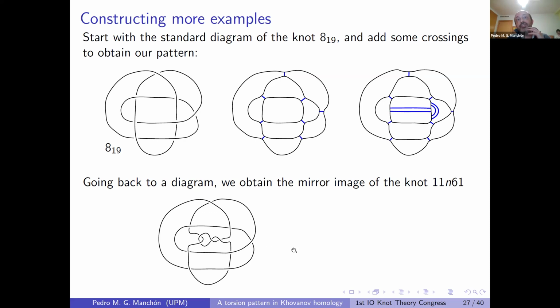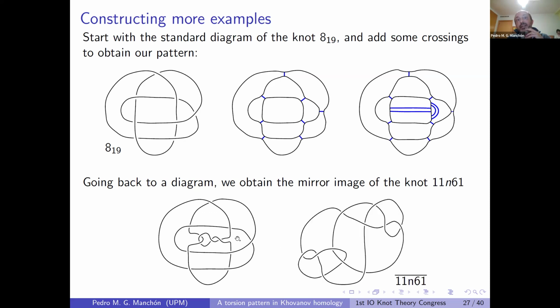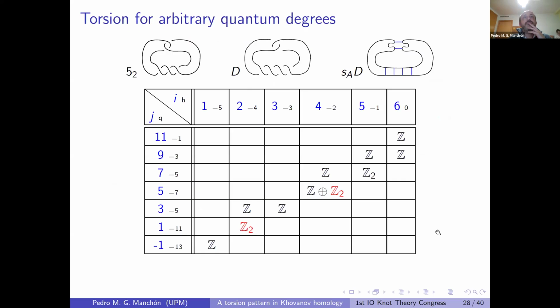As a P rotation, produce, delete 1 crossing and produce the mirror image of a non-alternating knot with 11 crossings. This has 2 torsion as well. And this procedure can be used in many contexts, adding here, for example, different numbers of monocords.